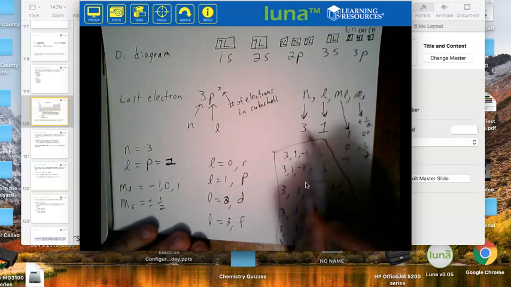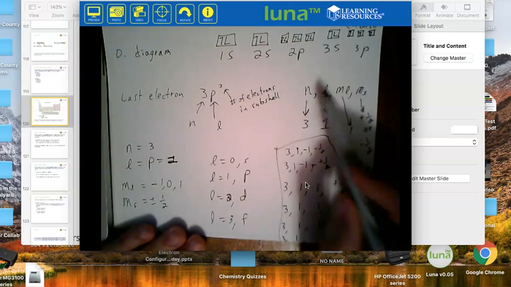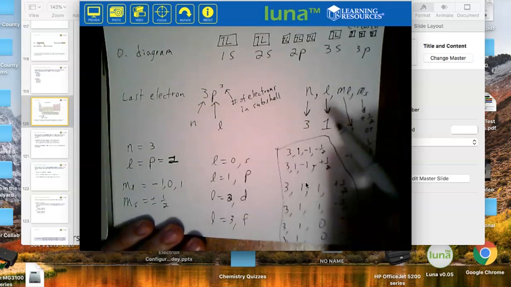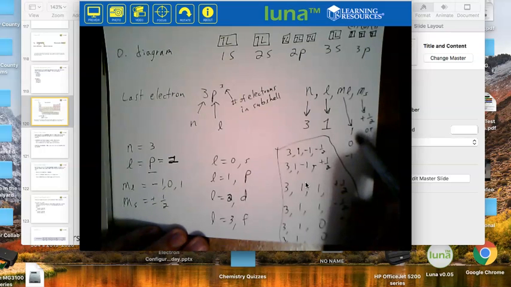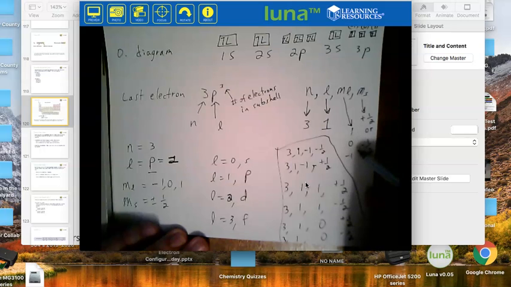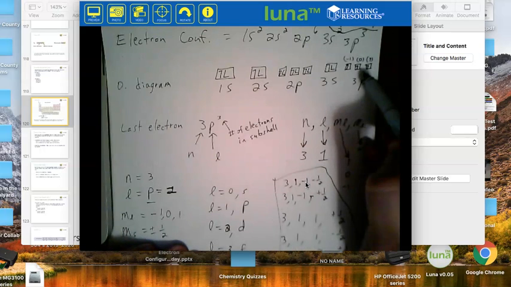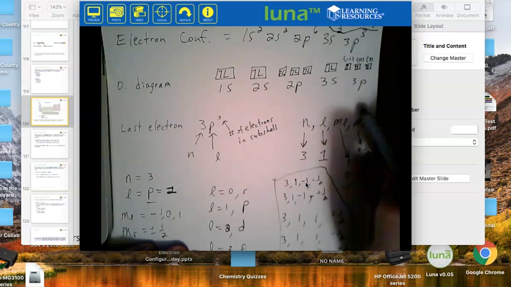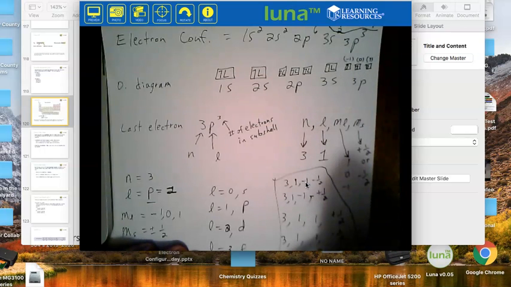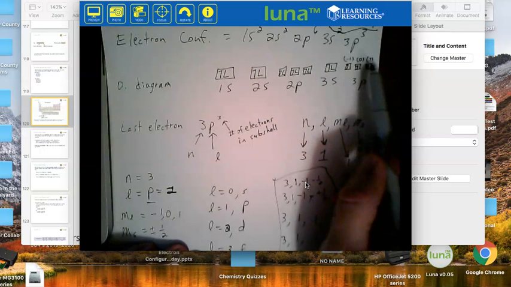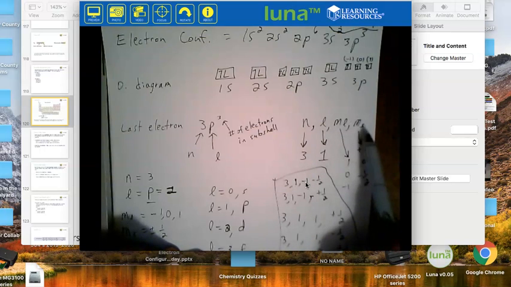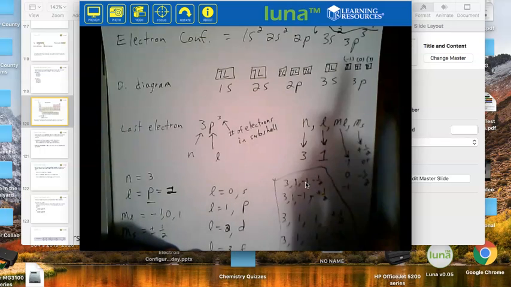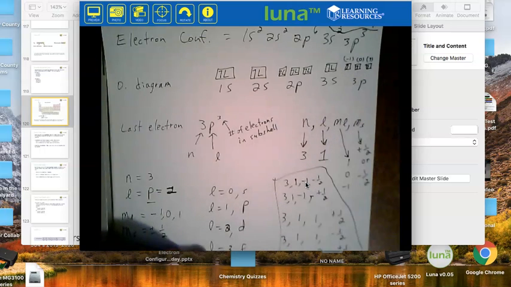Here are some of the numbers that have to be the same as what you got. N has to be 3 because that's the quantum number. L has to be 1 because the last electron was put in a p orbital. M sub L can be one of 3 different numbers: positive 1, 0, or negative 1, depending on which one you call the last electron. Or you could have numbered yours differently, starting with positive 1, 0, and negative 1. That's fine too. And M sub S could be positive 1/2 or negative 1/2, because you could be writing your arrows down instead of up, and that's fine too.